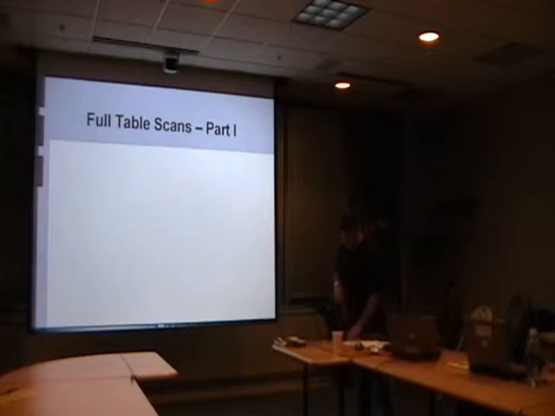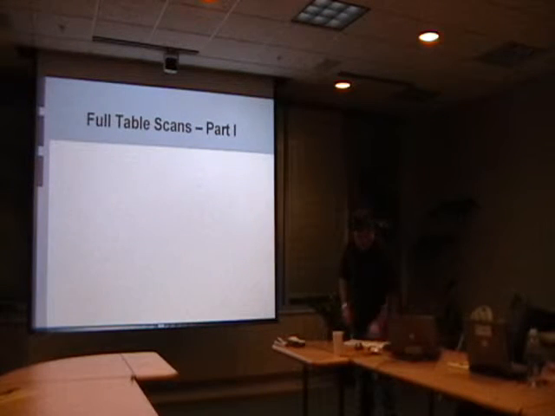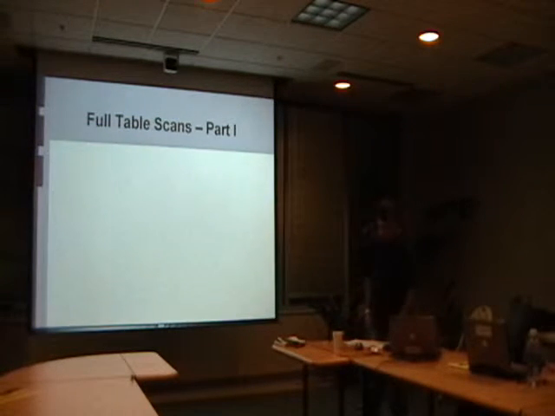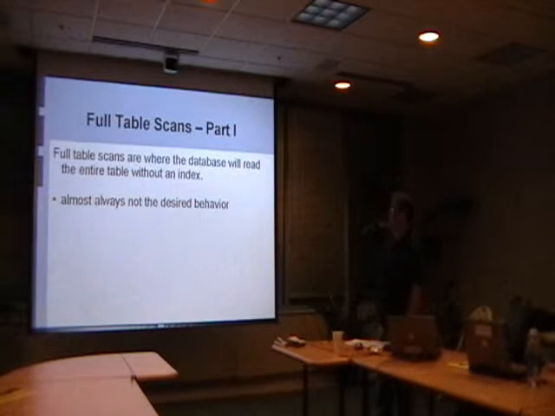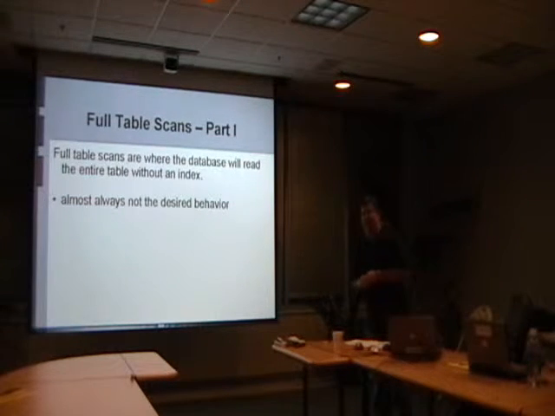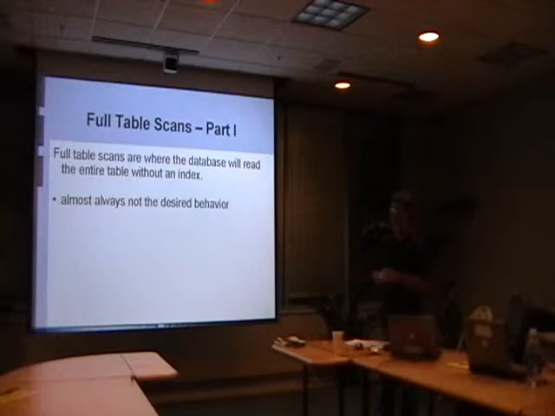Okay, full table scans. I'm not going to spend a whole lot of time on this because I am running out of time, so we're going to move right along. A full table scan is actually very simple, though. If the optimizer is not going to use any of those indexes, it's going to do a full table scan. It goes through the entire table, reads it into memory, looking for the rows that it needs. Goes through the entire table.